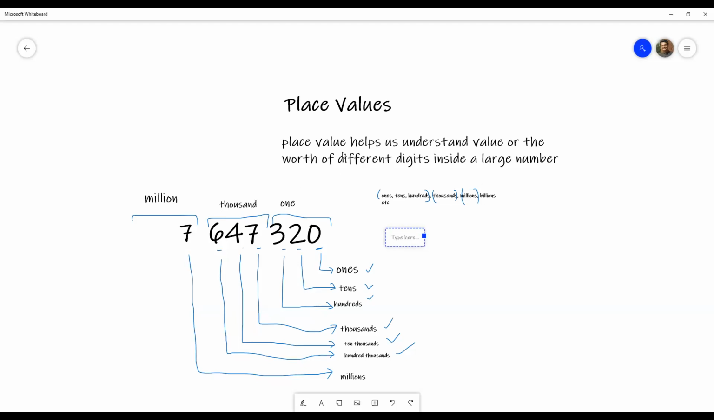Again, we can say place value helps us understand the value, or the worth, of different digits inside a large number. 7,647,000 is itself a huge number. Imagine someone getting paid this amount of money. He's going to be overwhelmed, getting that much money. So place value will help him determine if it's in the millions or in the thousands. Okay, so altogether, what can we say?